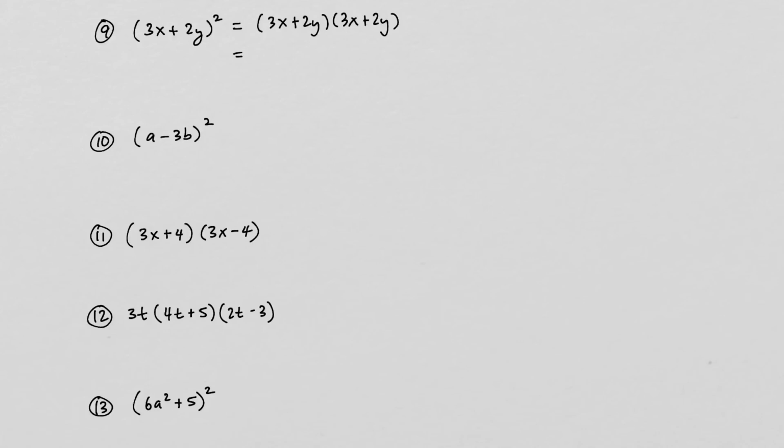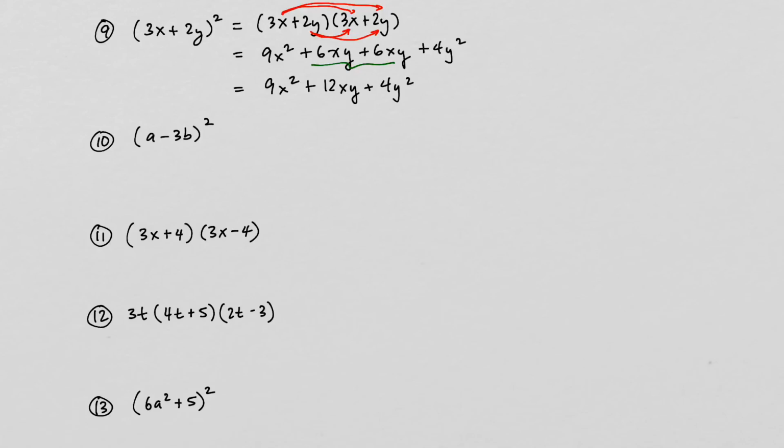And so I'm going to skip some steps here. 3x times 3x is 9x squared. 3x times 2y, well, 3 times 2 is 6, and x times y is xy. 2y times 3x, that's also positive 6xy. And finally, 2y times 2y is positive 4y squared. And again, you can combine like terms in the middle here, and you end up with 9x squared plus 12xy plus 4y squared.